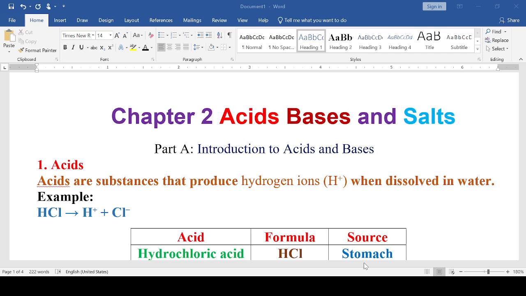So welcome back to Sri Sai Aadhan Classes, Chemistry Grade 10, Chapter number 2, Acids, Bases and Salts. So this is Part A, students, and we are going to introduce you to acids and bases.